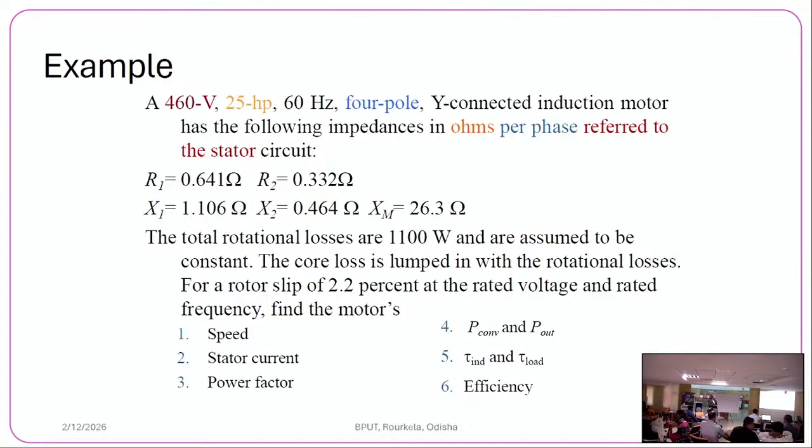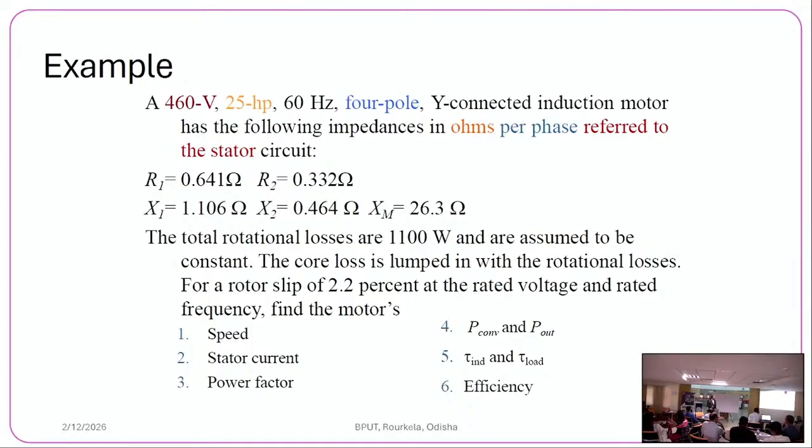Then power factor. From the total equivalent circuit you will get the phase angle of the input current, from the total impedance Z. The impedance has an angle, that angle is phi. Otherwise, resistance divided by impedance is also the power factor. The total equivalent impedance is R plus jX, that is Z. So power factor is R by the square root of R square plus X square.